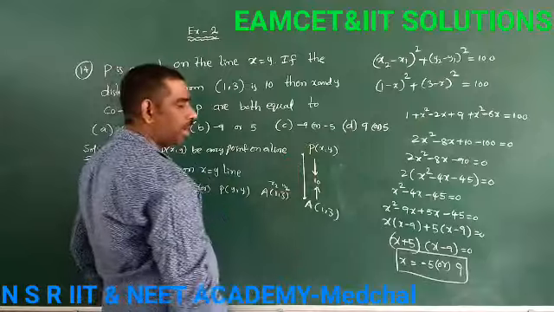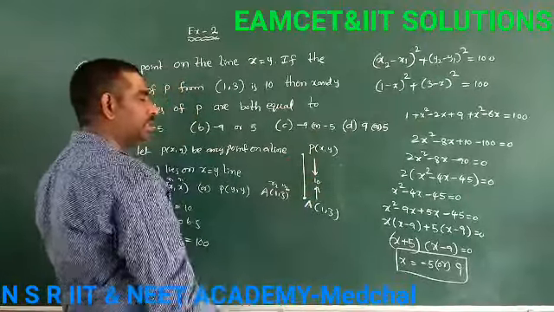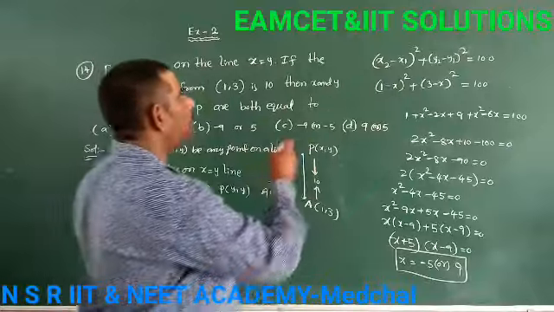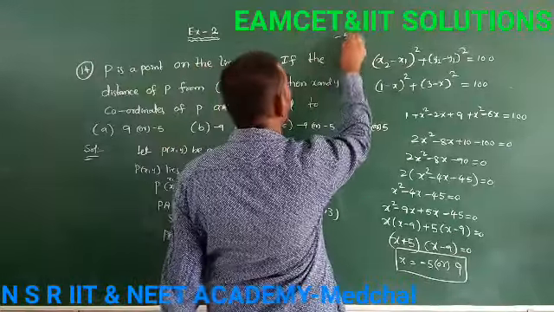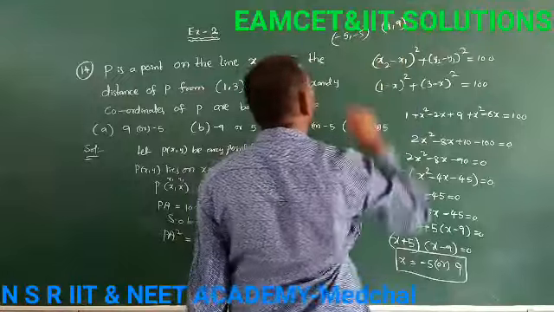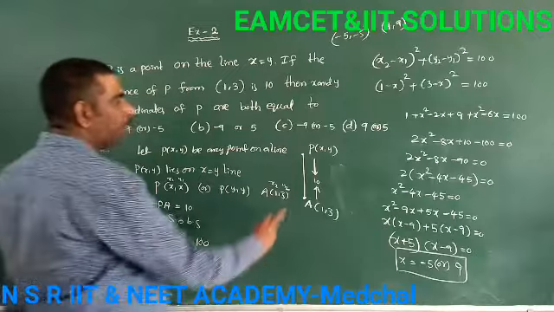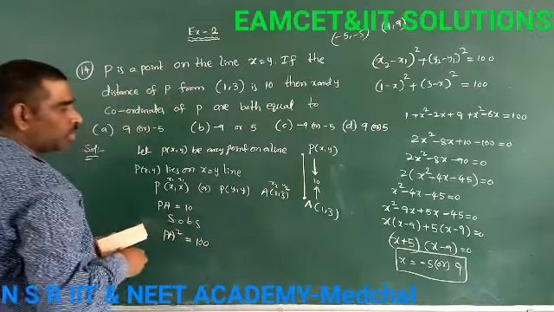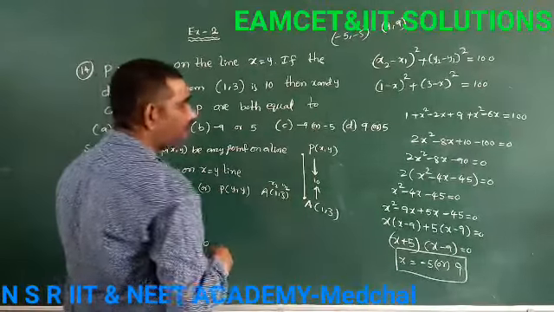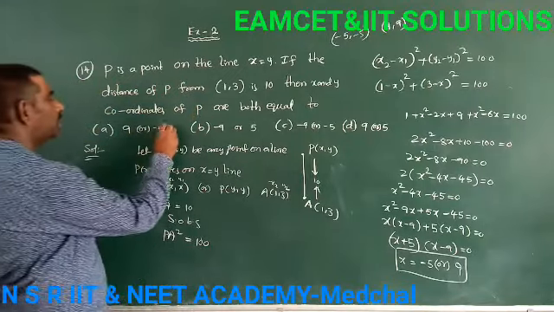So we have 2 points at a 10 unit distance from A. One point is minus 5 comma minus 5 and the other point is 9 comma 9. So these 2 points are at distance 10 from A. So our x values are minus 5 comma 9. So our answer is A.